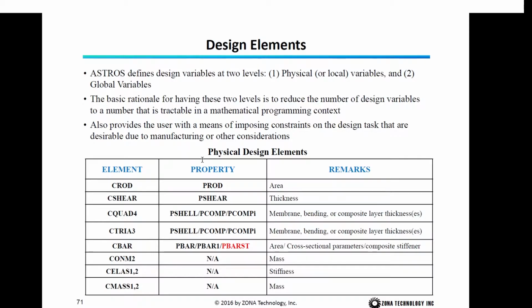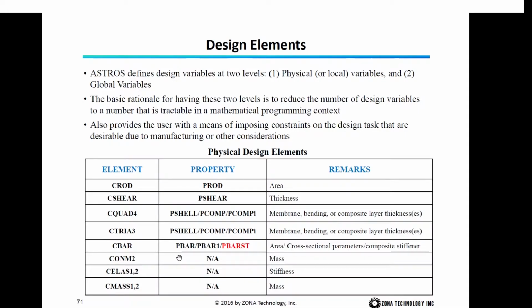Okay, the physical design variable or local design variable: the element is CROD, the property card is PROD, so the area of the rod is a design variable. Or CSHEAR and PSHEAR, the thickness of the shear element becomes a design variable. And for CQUAD4 and CTRIA3, you can refer to the PSHELL card or PCOMP card, so the membrane, bending, or composite layer thickness can be selected as a design variable.